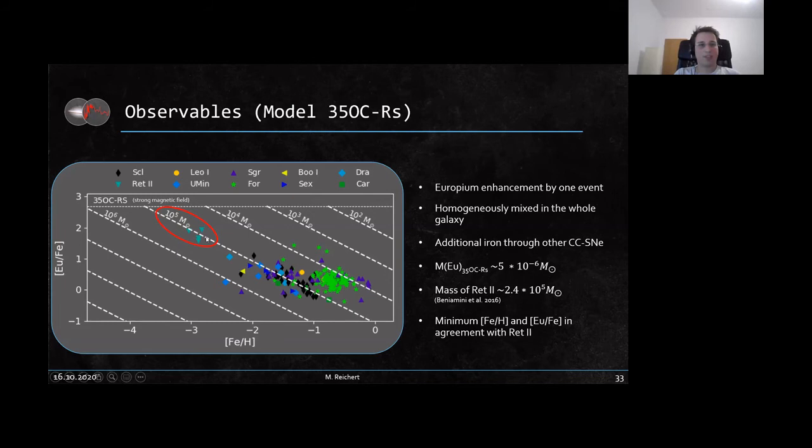So in other words, if this model would be responsible for the enrichment of Reticulum 2, Reticulum 2 should have a mass of around 10 to the 5 solar masses. And there are theoretical estimates of the mass of Reticulum 2, which are around 2.4 times 10 to the 5 solar masses. So it's approximately in the same order of magnitude. So indeed, this event could explain such an enrichment as well.